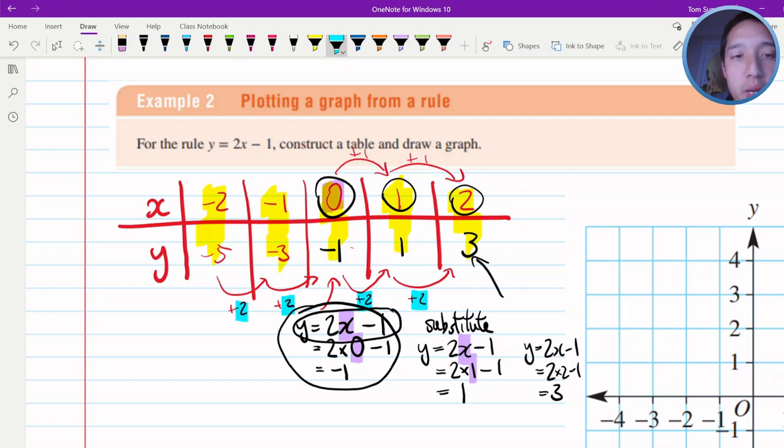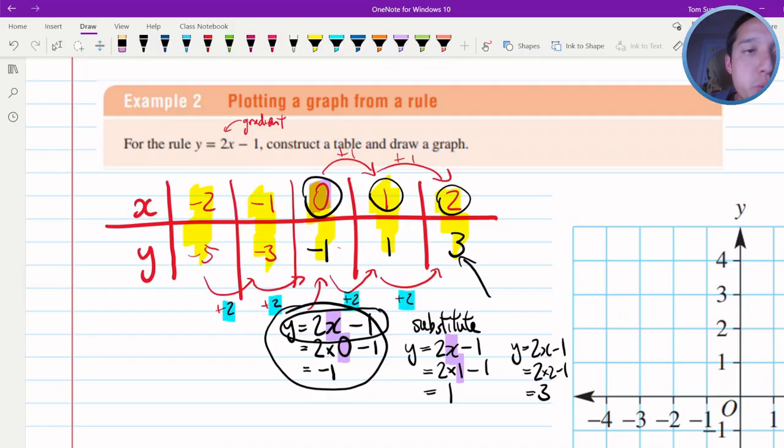What I want you to see is that these +2 values are not accidental. They're going up by 2 every time x goes up by 1 because this number is found in front of the x. This is what we will later call the gradient, but right now you don't need to know that fully. That tells you how fast this number is going up as x is going up by 1. So every time x goes up by 1, this number goes up by whatever that number is. Here it's 2, so it's going up by 2. If it was -2, it would be going down by 2.